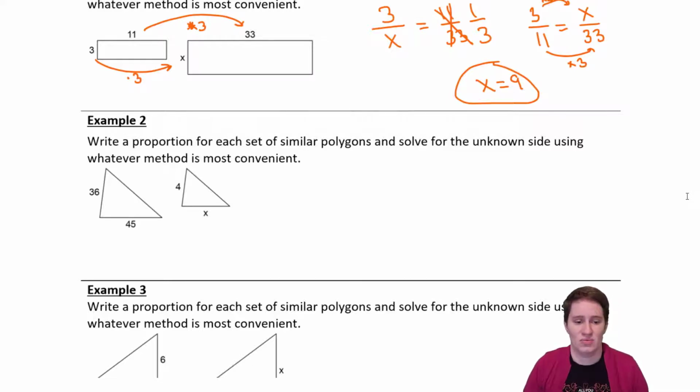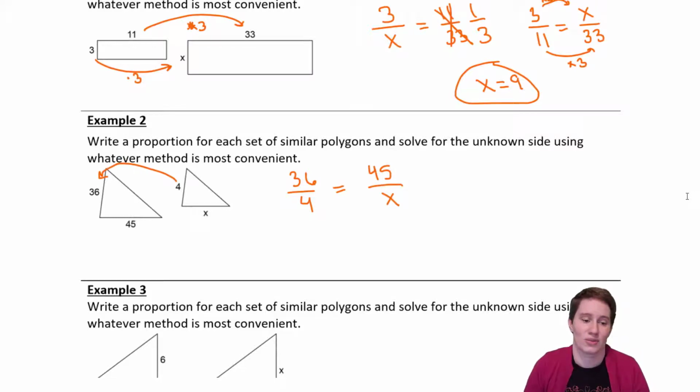So we can set this up a bunch of different ways, right? So I could do 36 and 4 together, and then that would mean I would do 45 and x. But for whatever reason, the way I keep doing that is not getting us something that's easy to figure out. So I think it would be easier just to look at this and say, okay, what does it take to get from 4 to 36? I would have to times that by 9. What does it take to get from x to 45? Then it also is times 9.